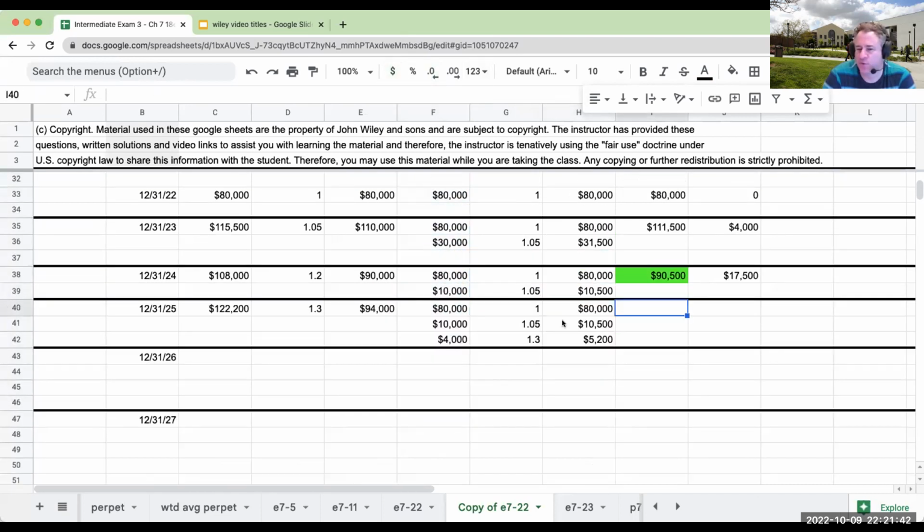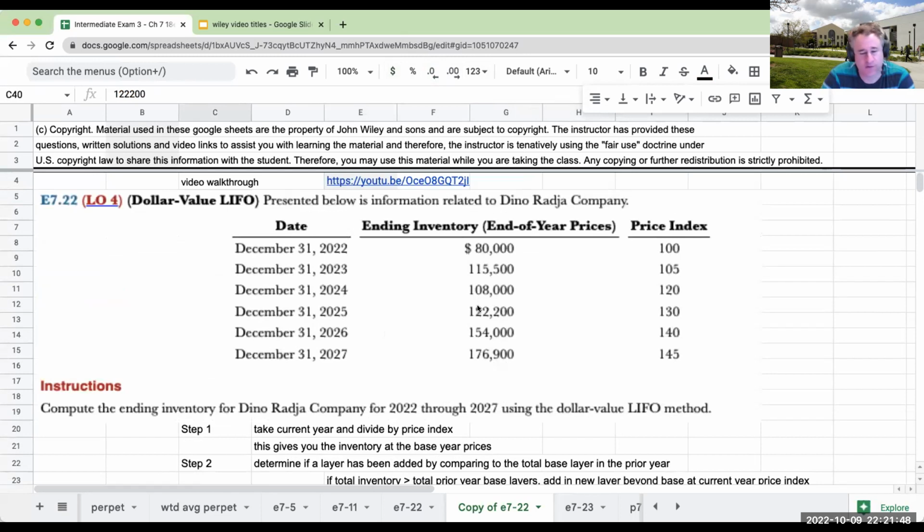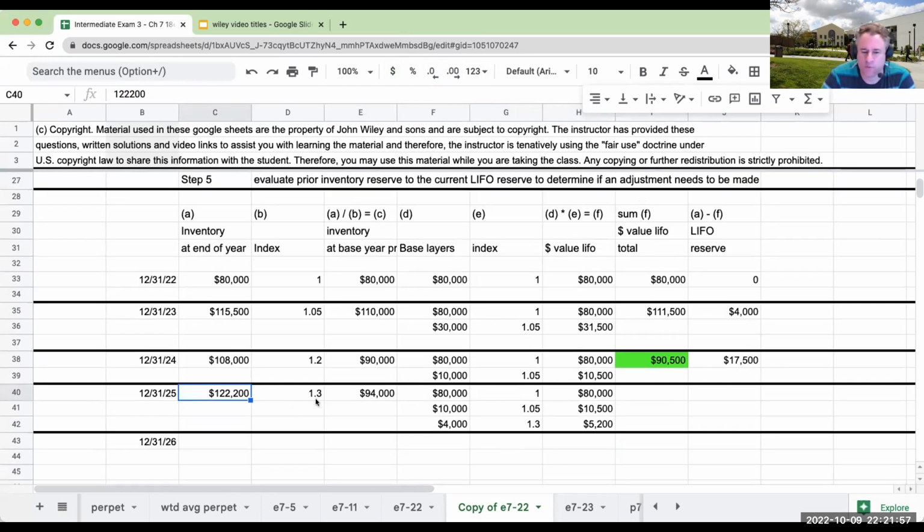Okay, so again, let's just take a look at this. When I take the 122,200 to make this comparable to the base, I have to divide it because the prices have gone up by now by 30%. So over here, 94,000. When I compare 94 to the prior at base year, I've added a layer. So I'm going to put this 4,000 down here. I don't add back. Once a layer is gone, like once we took 20,000 out of this, it's wiped out.